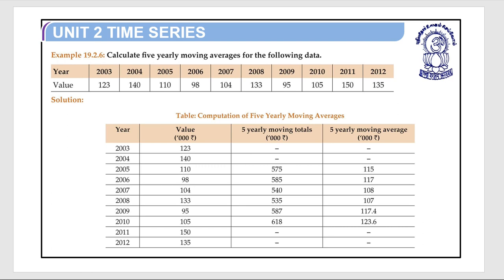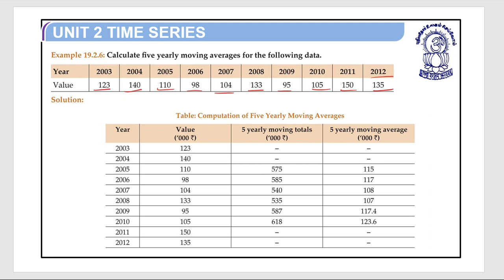Now next example, calculate 5 yearly moving average for the following data. Years 2003, 2004, 2005, 2006, 2007 up to 2012 are given. Values given are 123, 140, 110, 98, 104, 133, 95, 105, 150 and 135.